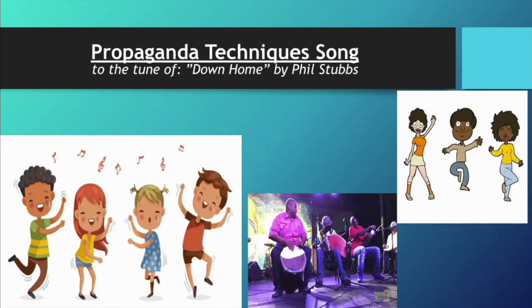Propaganda techniques and reading. Authors use them to persuade you. Oh, them loaded words are filled with emotions. You'll be crying, happy, and love to name a few. When a politician wants a vote from you, they'll show you they are voting like you too.